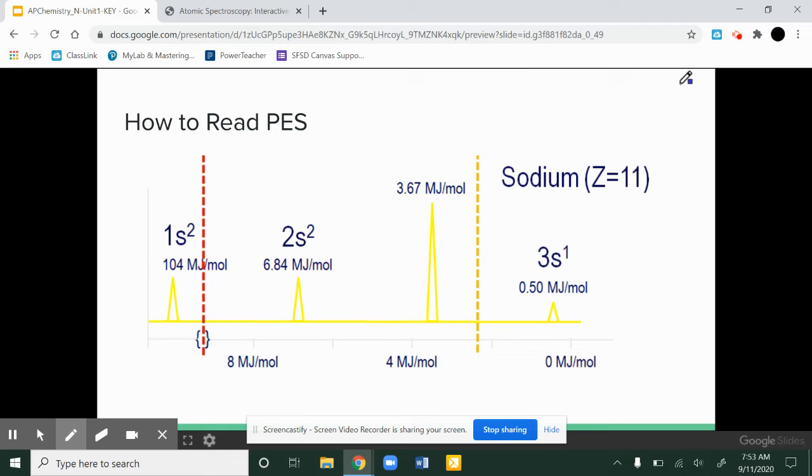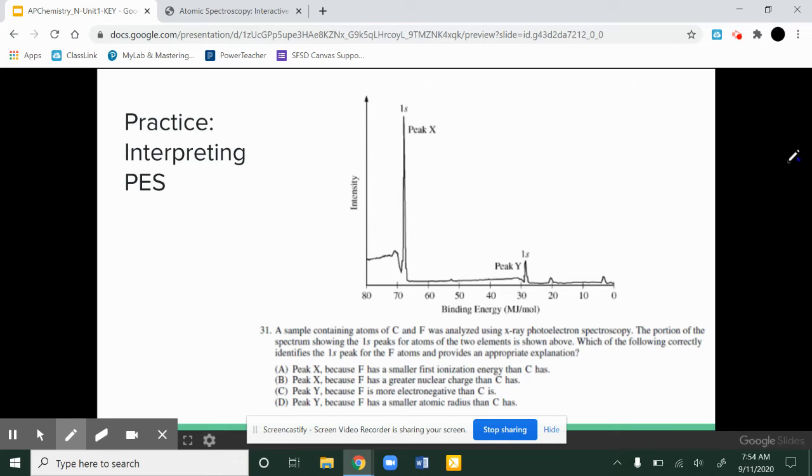This is another readout for sodium, and you can start to see that our peaks begin to split. 1s, 2s. This peak is 3 times as big as this one because there's 2 electrons here. So these are 6 electrons in my 2p. And then my 3s valence electron is held with the least amount of binding energy because of all the shielding of all these interior core electrons.